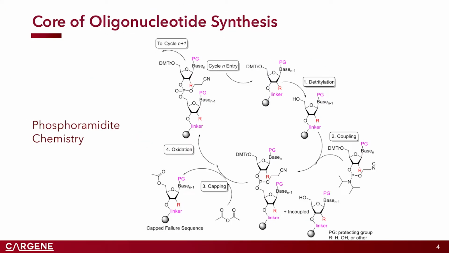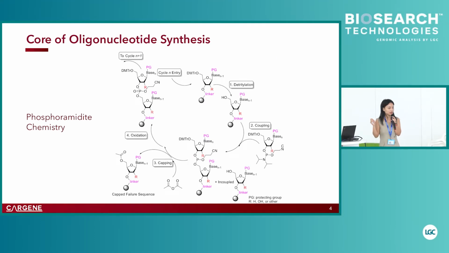Of course, the core of oligonucleotide synthesis is the very robust phosphoramidite chemistry, which has been there for over 30 years. I think Luke has already given a very good introduction, so I won't touch too much on it. Basically, it's a cycled reaction and it can be automated. Usually it's 4 steps: detritylation, coupling the monomers, and then capping to cap the failure sequences, and then oxidizing.